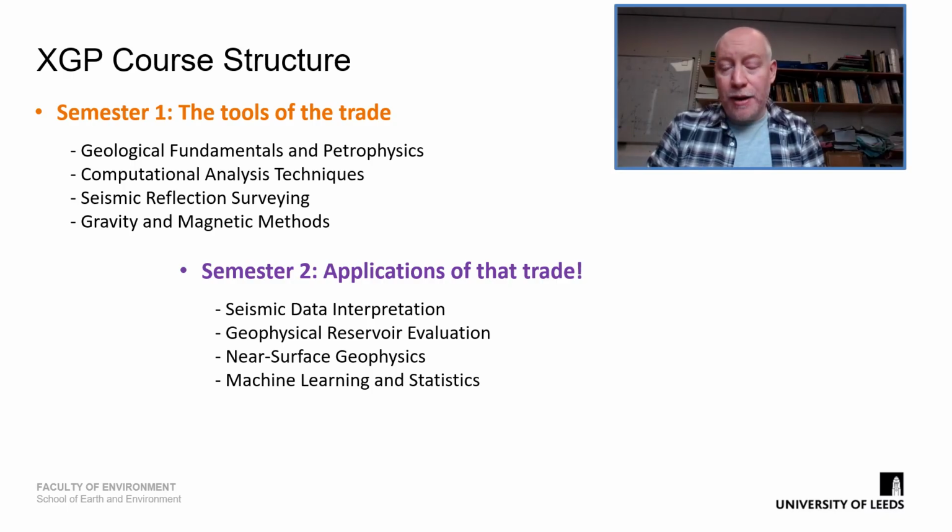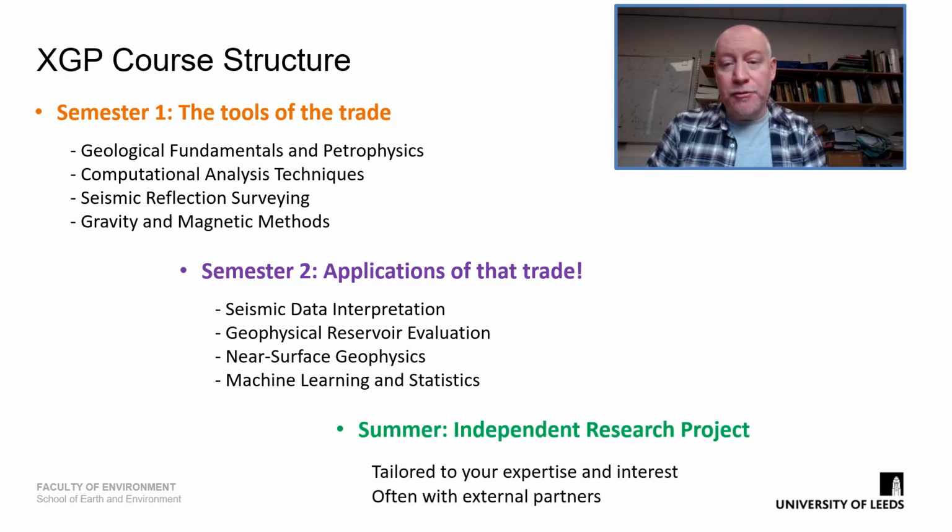The culmination of your MSc is a 60 credit independent research project which takes place over summer. Now, as far as possible, we try to tailor these to your interest and expertise, and very often they involve external partners either through industry internships or shorter placements over the summer. They may also involve field deployment, but whichever direction you choose, your project provides you with the opportunity to make your own mark on an authentic area of exploration geophysics research.